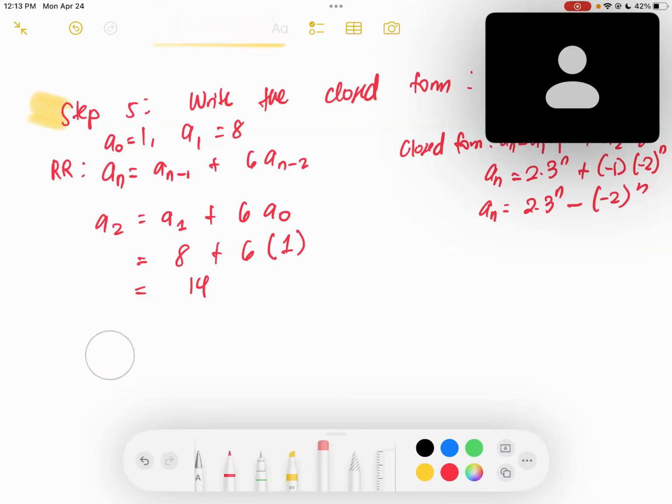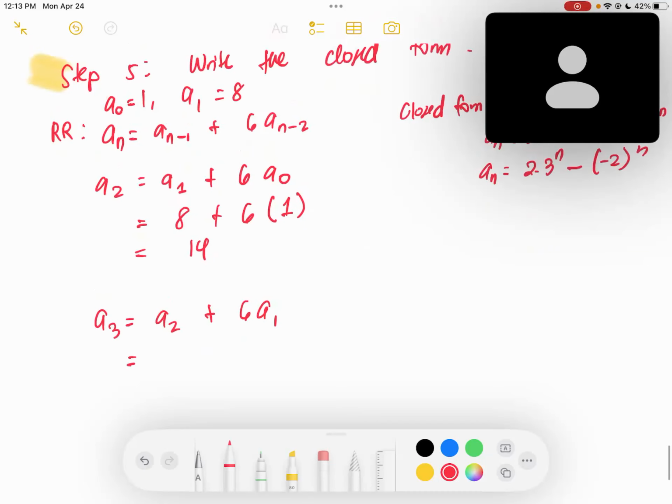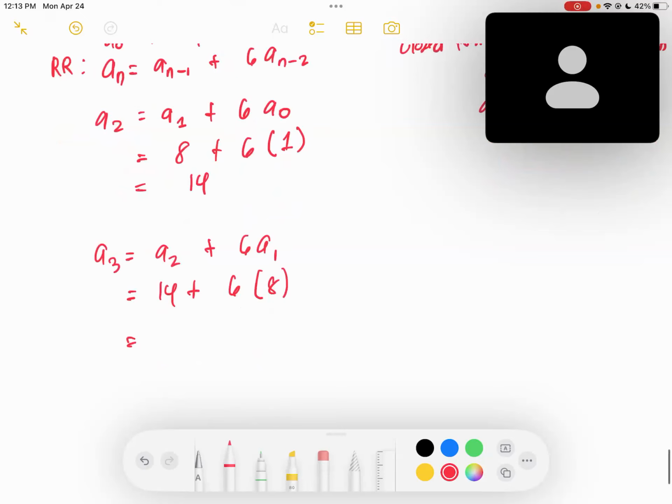A3 pala. Na-complete na pala natin yung a3. A3 is equal to a2 plus 6 times a sub 1. So yung a sub 2 is 14 plus 6 times a sub 1, which is 8. So this is equivalent to 14 plus 48, which is 62.